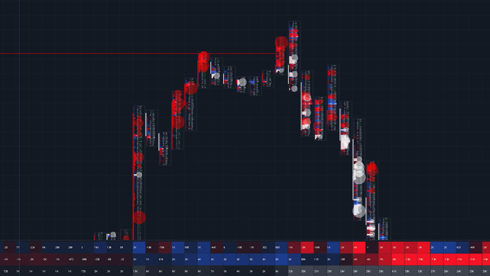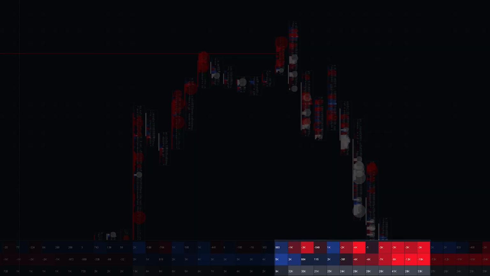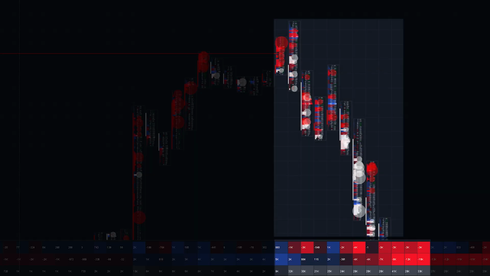Buyers are active, but they are no longer in control. On the following rotations, delta starts to weaken, and price fails to build value above the sweep level. That's the failed auction. The breakout fails, initiative buyers are trapped, and the market rotates lower from that structural extreme.